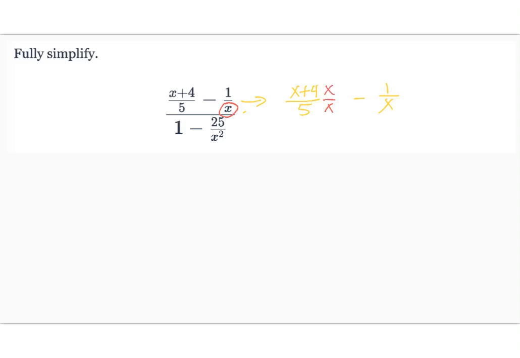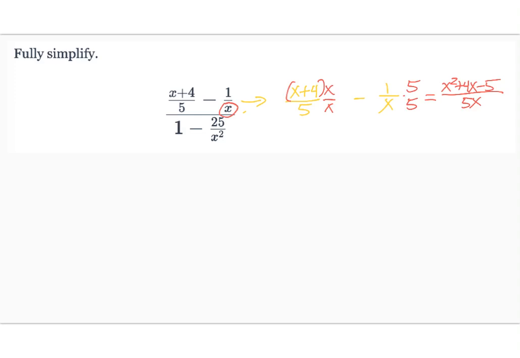And I got to do the same on the top and the bottom. Same thing here, I'm going to multiply by the other denominator. That gives us x squared plus 4x minus 5. And on the bottom, we've got a 5x.